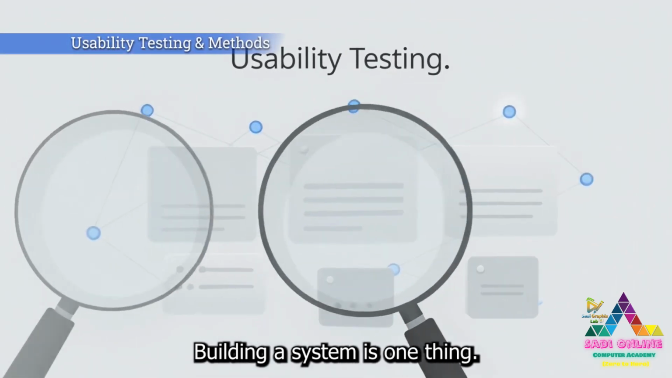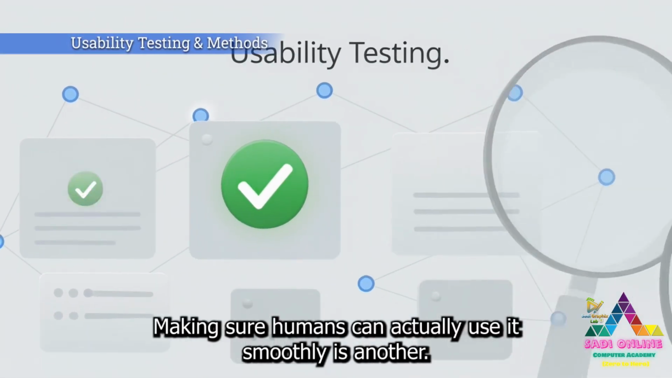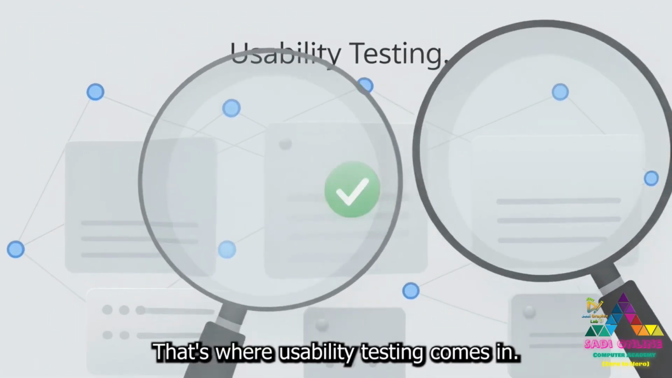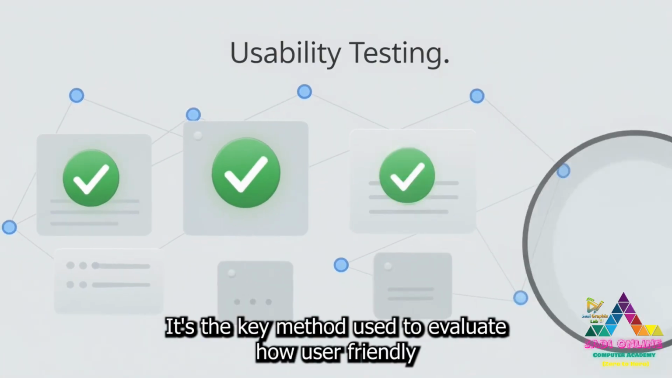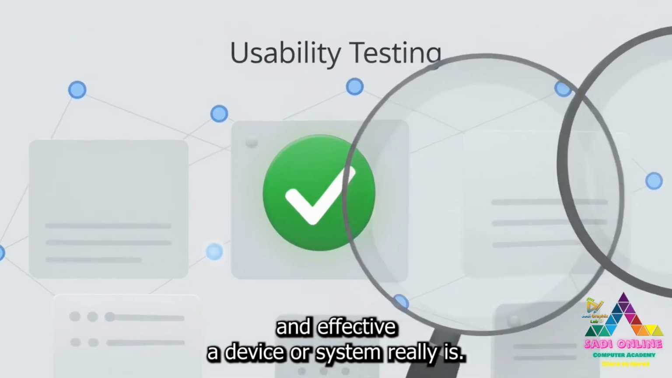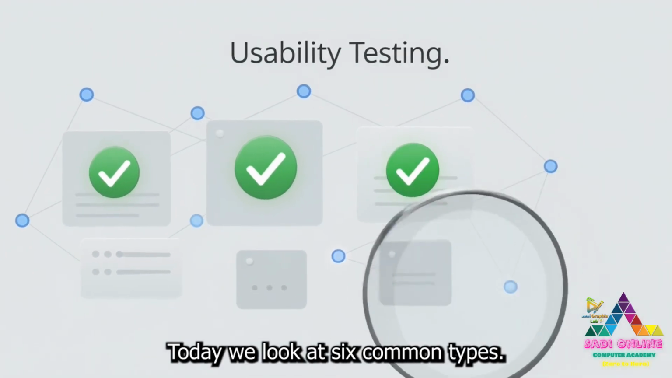Building a system is one thing. Making sure humans can actually use it smoothly is another. That's where usability testing comes in. It's the key method used to evaluate how user-friendly and effective a device or system really is. Today, we look at 6 common types.